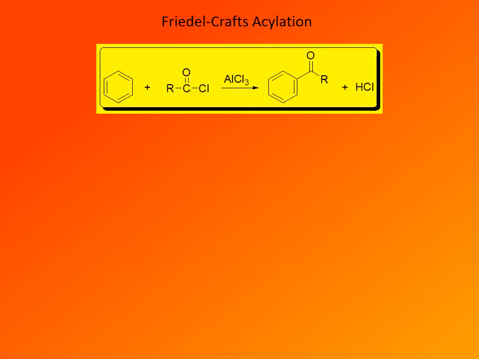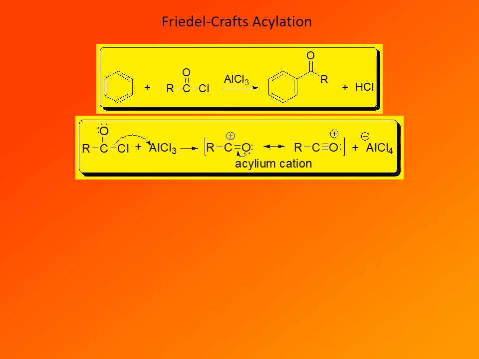A Friedel-Crafts acylation involves placing of acyl group on benzene ring. So acyl group is a keto group, and we end up with various phenols as reaction products. Activated electrophile is prepared in a reaction of acyl chloride, so chloride of carboxylic acid, with aluminum trichloride. And the activated electrophile is acylium cation.